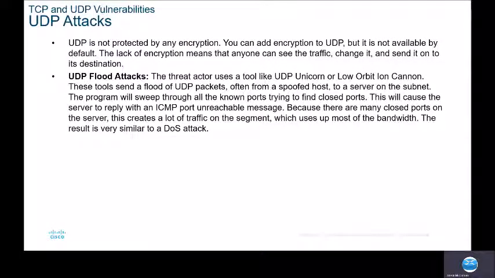Okay, so UDP is not protected by any encryption. You can add encryption to UDP, but it is not available by default. The lack of encryption means that anyone can see the traffic, change it, and send it on to its destination. For flood attacks, the threat actor uses a tool like UDP Unicorn or Low Orbit Ion Cannon. These tools send a flood of UDP packets, often from a spoofed host, to a server on the subnet. The program will sweep through all the known ports, trying to find closed ports. This will cause the server to reply with the ICMP port unreachable message. Because there are many closed ports on the server, this creates a lot of traffic on the segment, which uses up most of the bandwidth. The result is very similar to a denial of service attack.